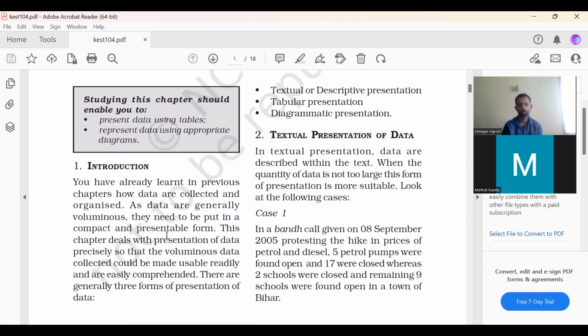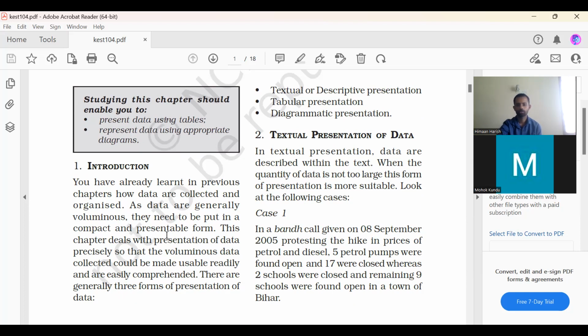Introduction. You've already learned in previous chapters how data are collected and organized. As data are generally voluminous, they need to be put in a compact and presentable form. This chapter deals with presentation of data precisely so that the voluminous data collected could be made usable readily and are easily comprehended. There are generally three forms of presentation of data: textual or descriptive presentation, tabular presentation, diagrammatic presentation.